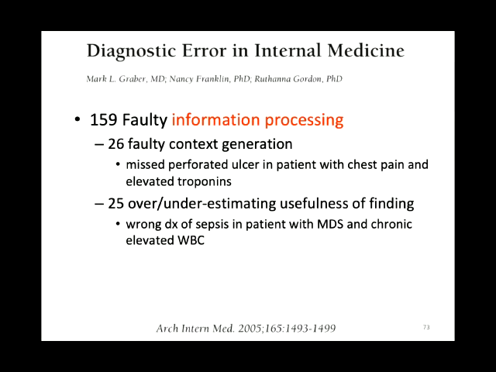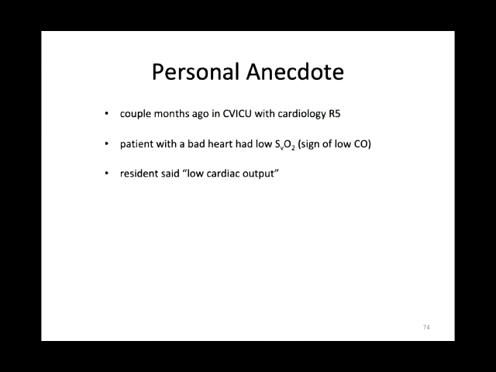Over or underestimating the importance of data. A patient who was diagnosed with sepsis who had a chronically elevated white count is the example that they used there. A couple months ago, I was in the CV ICU, and the trainee I was working with, who's a really good trainee, cardiology R5, and we were doing rounds on a patient who had a bad heart and had low mixed venous oxygenation.